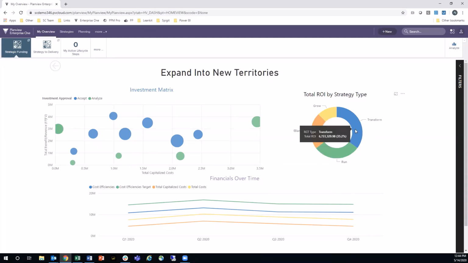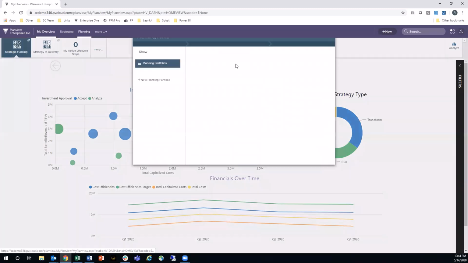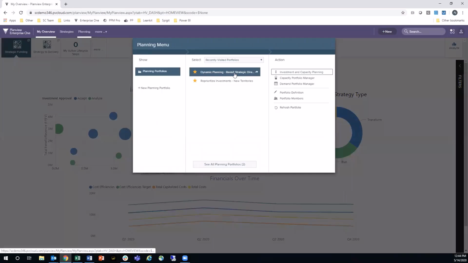As well as I can see all of our work and where we have accepted and it's currently in the portfolio, as well as the new great ideas coming down the pipeline. So now let's take a look at our dynamic planning scenario. The scenario we're going to go through today is where we can revisit our strategic funding.